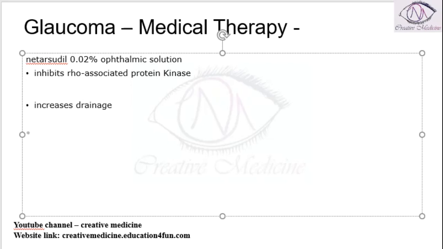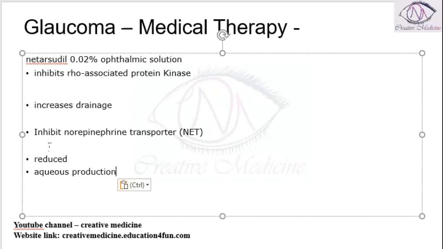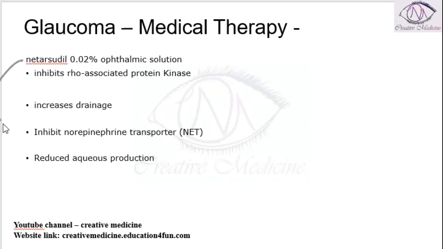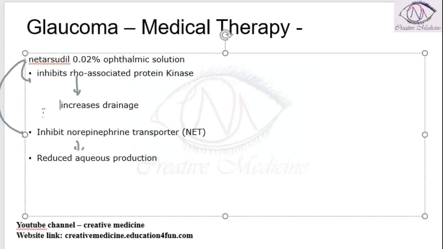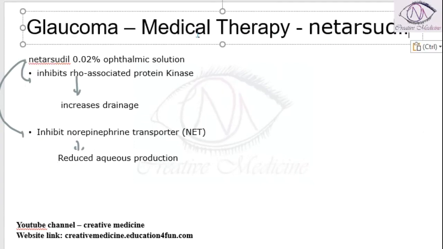This netarsudil will also inhibit the norepinephrine transporter. So by inhibiting the norepinephrine transporter, it causes reduced aqueous production. As a result, this netarsudil is actually an agent which has two actions. It will inhibit the Rho kinase and it will also inhibit the norepinephrine transporter. So it will both increase the drainage and reduce the production. So this is netarsudil.